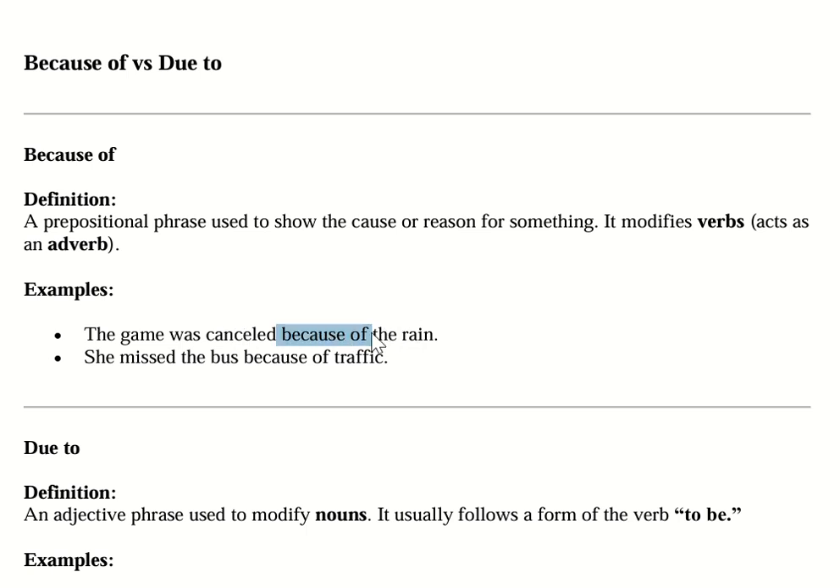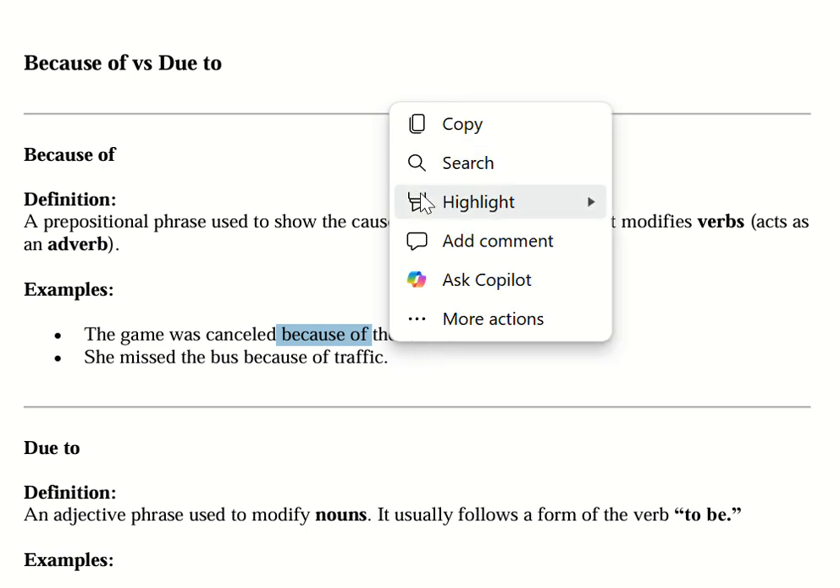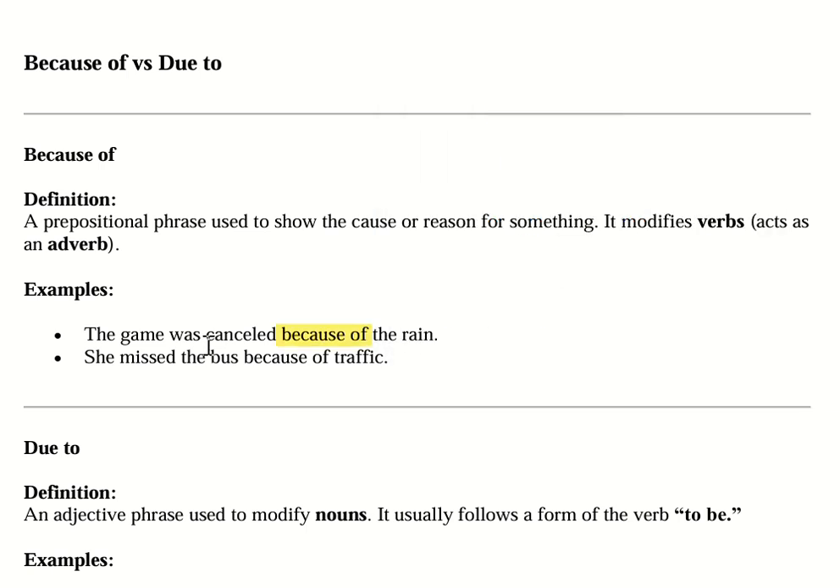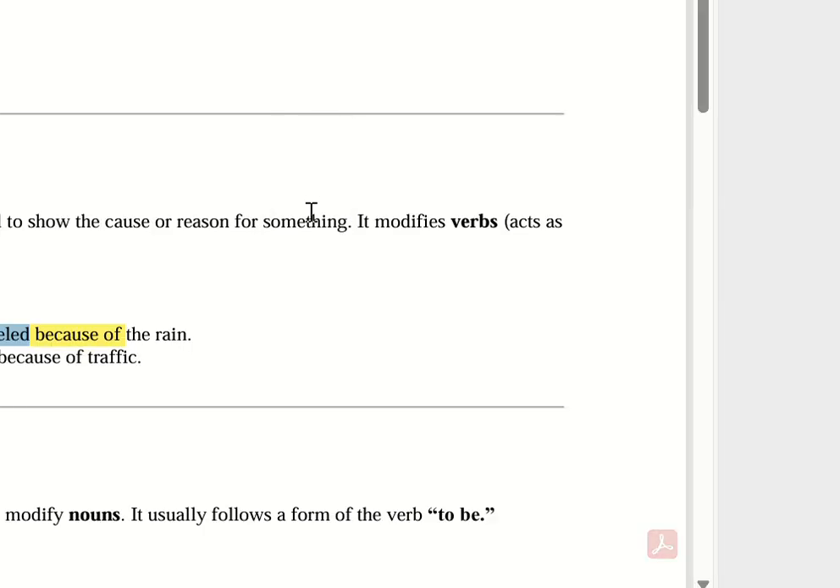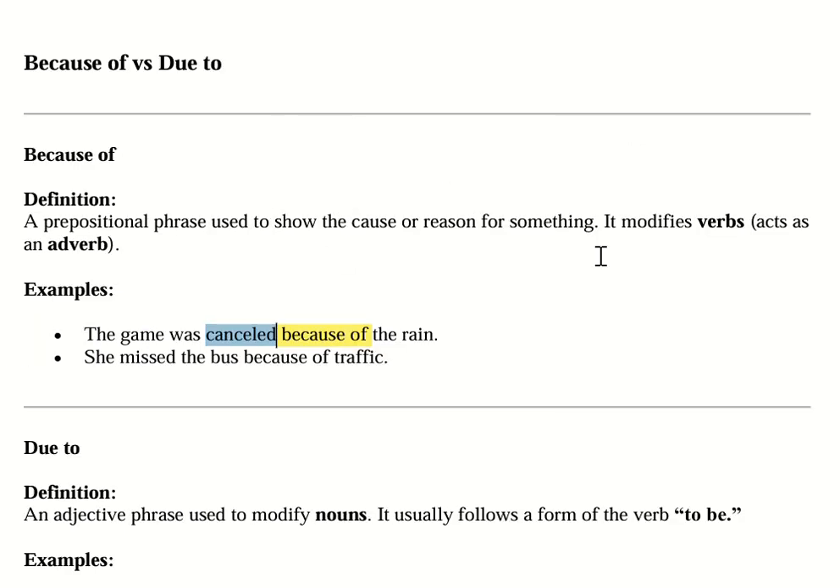Because of modifies the verb cancelled. And here, because of in this sentence is telling why the game was cancelled.